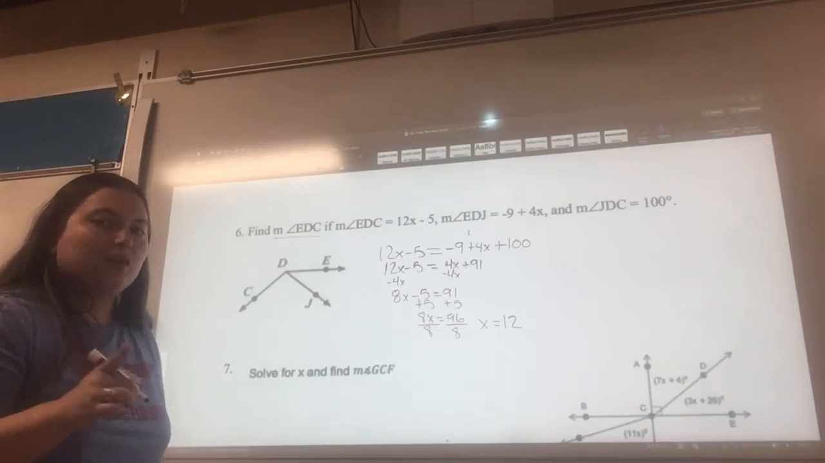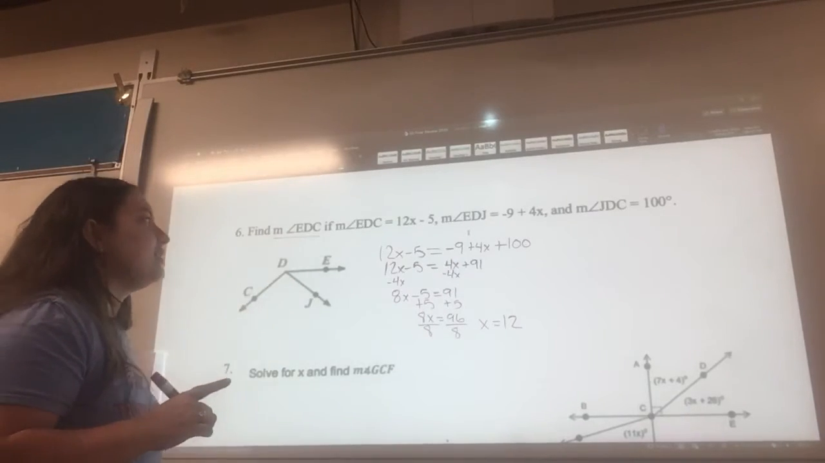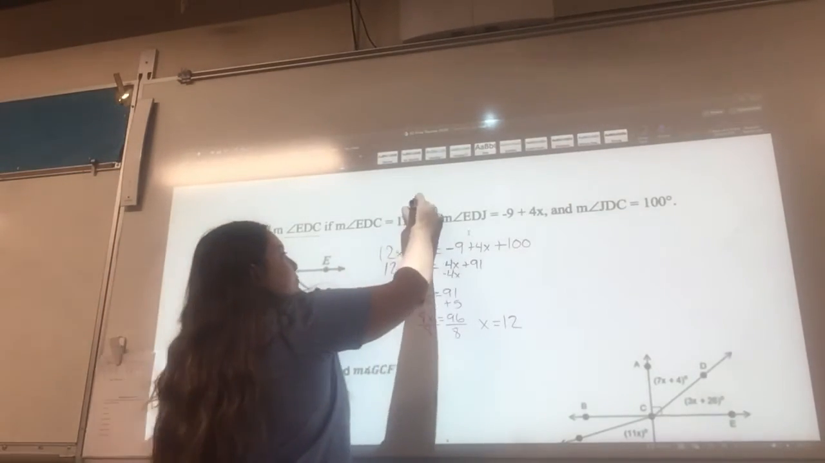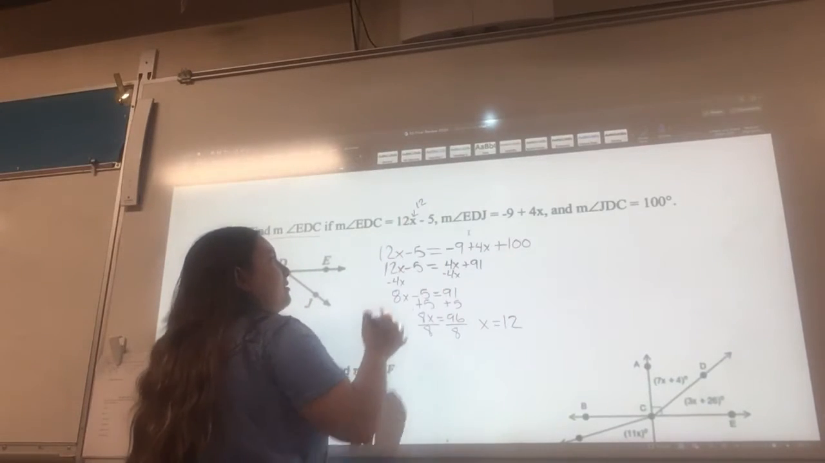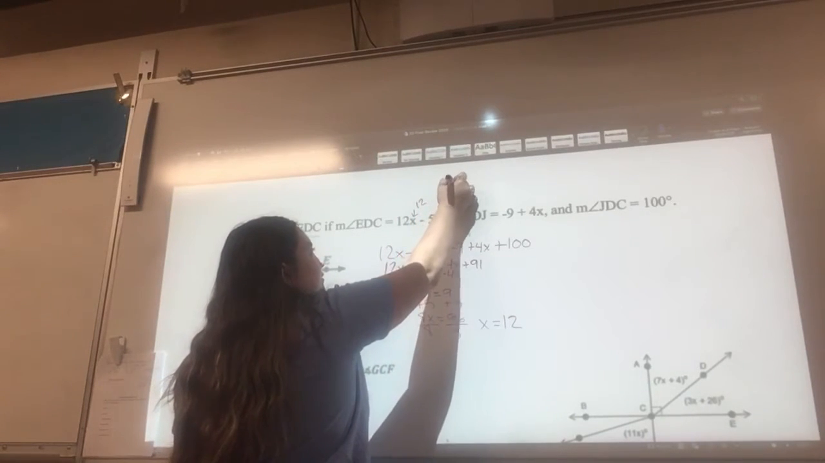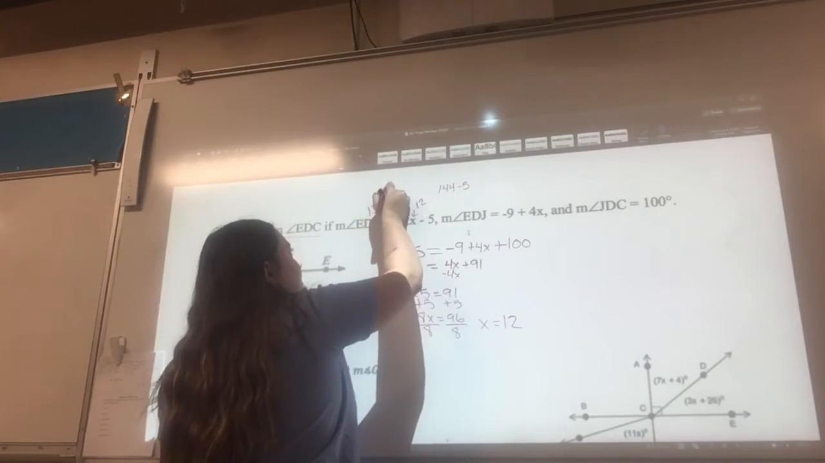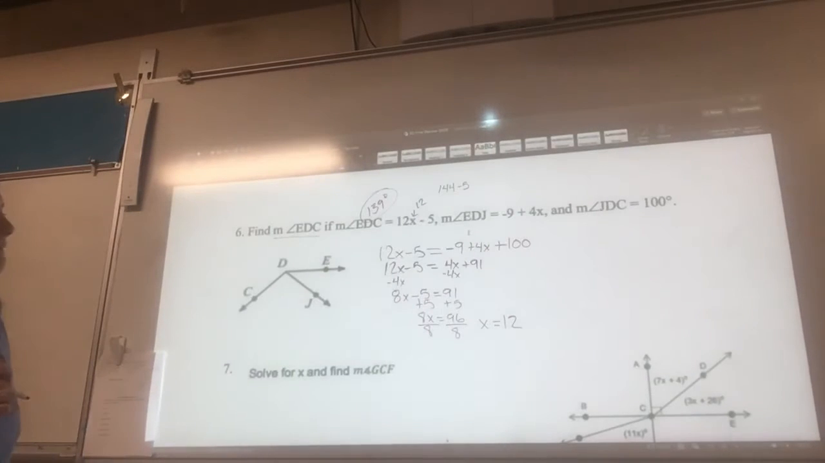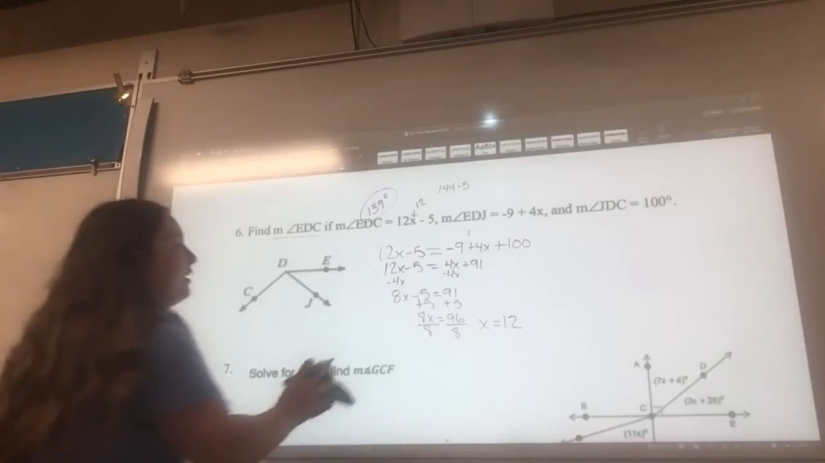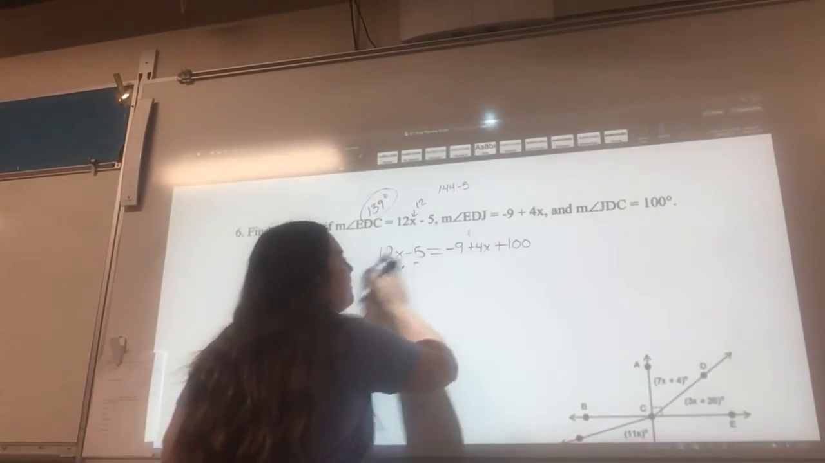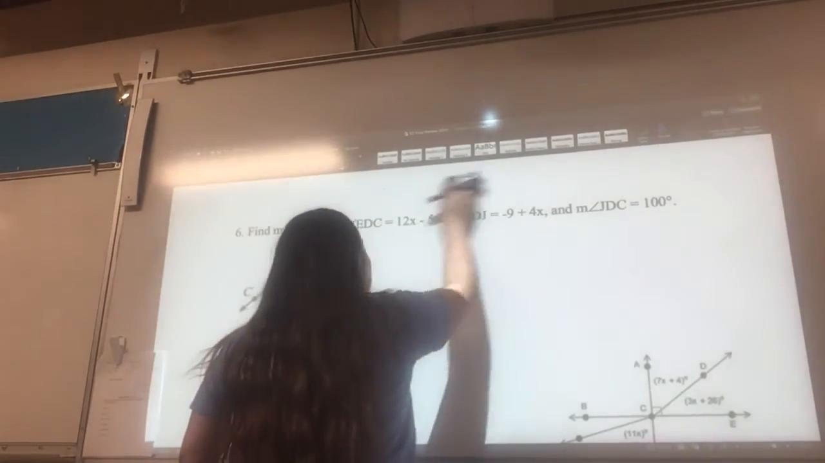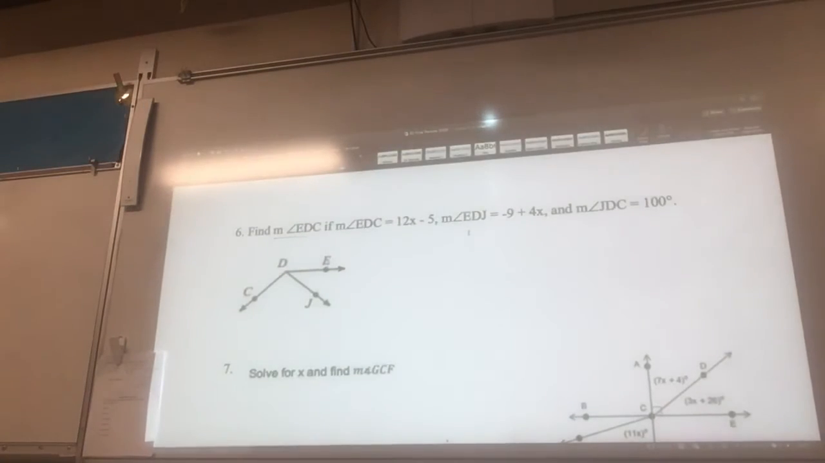I'm not done solving. It said find the measure of EDC. But this just says plug in 12 for x. So we take 12 times 12, which is 144, and we subtract 5. So we get that EDC is 139 degrees. Okay? Remembering all that loveliness, addition of angles. Make sure you plug in x's if it tells you to. Just doing one of everything for you. So take heed.